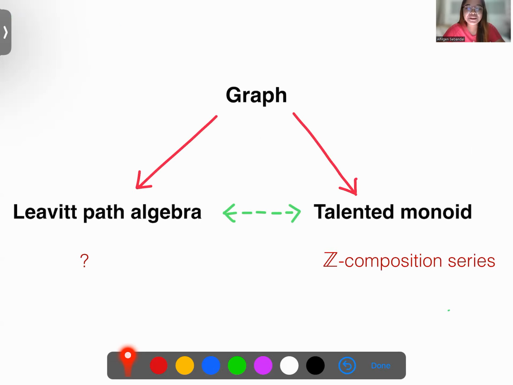Okay, so now that we are ready to answer the question, what is the concept that we are going to take a look at on the Leavitt path algebra side, in comparison to or relating to the Z composition series in the talented monoid side? And this is what we call the Gelfand-Kirillov dimension. Because remember, in the Z composition series, we actually have a number which corresponds to the length of your composition series. Now, this Gelfand-Kirillov dimension, of course, has its name, it's a dimension. So we are also going to obtain some number on this side.